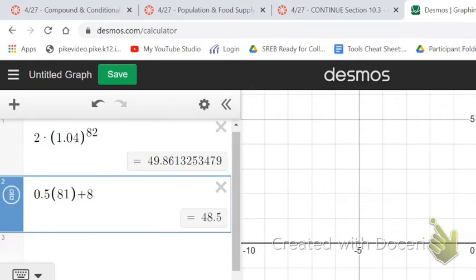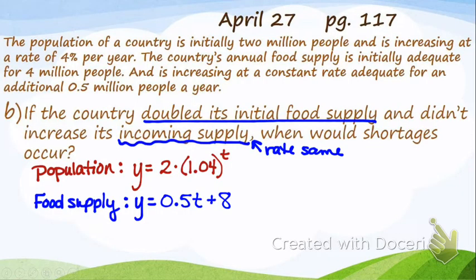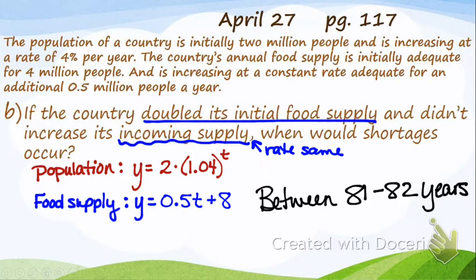So what about 81 years? Do you think they'd be okay at 81 years? Maybe a cusp, probably. They're right there. So between 81 to 82 years in the future, 82 years is when they start to experience those shortages, right? So how much time did they buy themselves by doubling their initial food supply? Just 2 to 3 years. They bought themselves a little bit of time, if they use their time wisely.